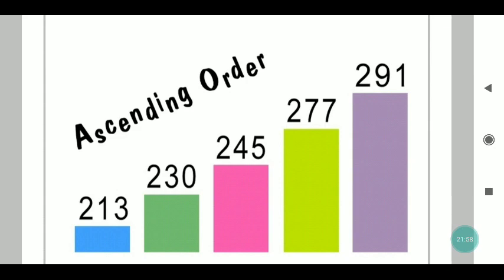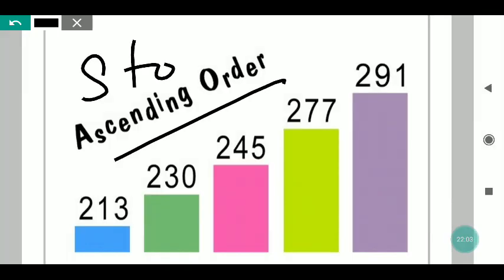You can see we are arranging the numbers in ascending, means from the smallest to the largest. The smallest number we have written first, then after that, then after, and like this. So it is going from the smallest to the largest. The smallest number we have written first and the largest at the last. So this is how we do the ascending order.